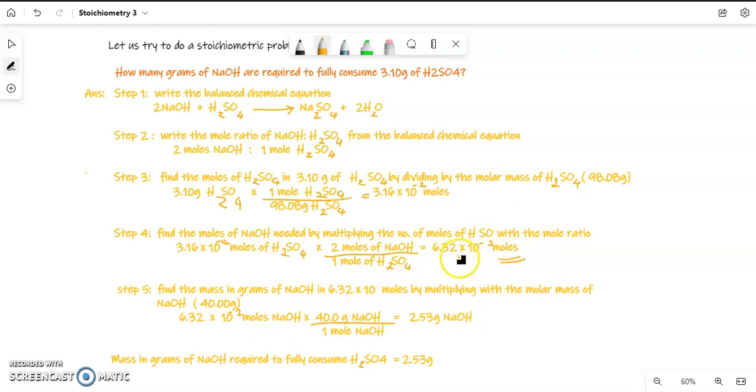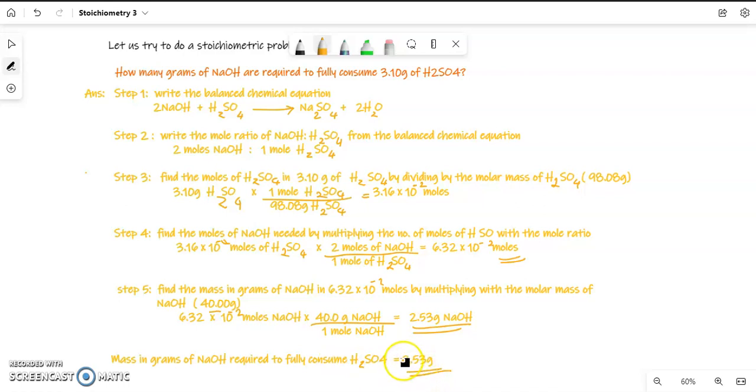And how do you do that? You do that by multiplying the moles of sodium hydroxide with the molar mass of sodium hydroxide. So the molar mass of sodium hydroxide is 40 grams. Therefore, 6.32 into 10 raised to minus 2 moles of sodium hydroxide multiplied by 40 grams of sodium hydroxide divided by 1 mole of sodium hydroxide, and you get 2.53 grams of sodium hydroxide. So the mass of sodium hydroxide required to fully consume sulfuric acid is 2.53 grams.